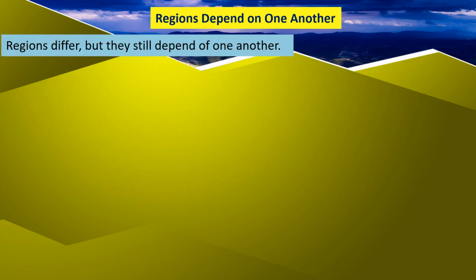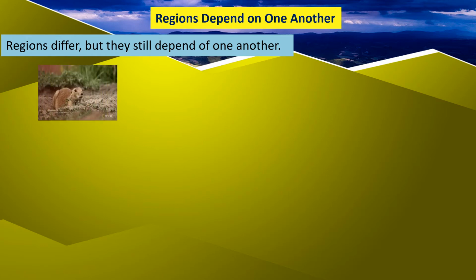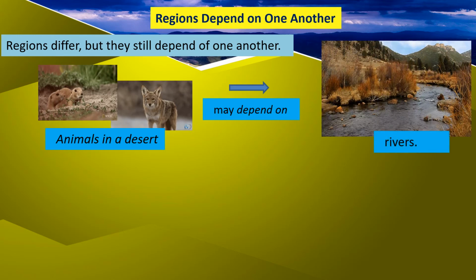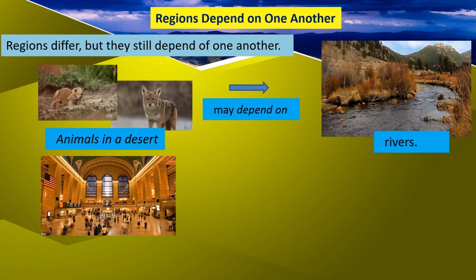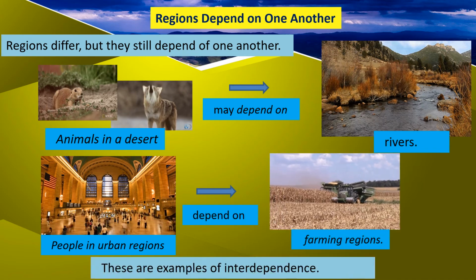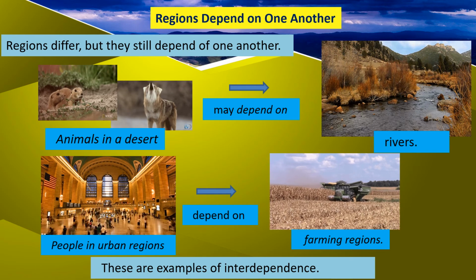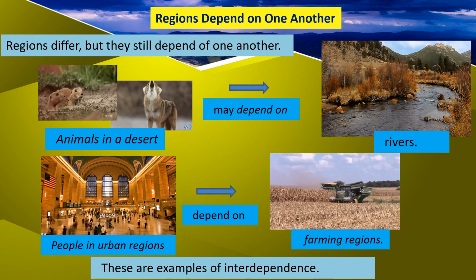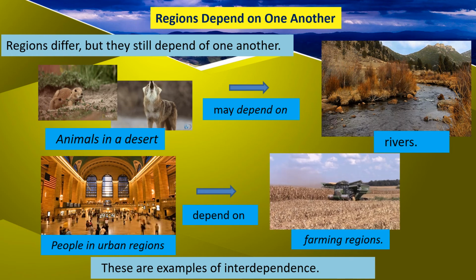Regions differ, but they still depend on one another. So let's find out some examples. Animals in the desert region may depend on rivers that flow out of a mountain region. And people in urban regions depend on farming regions for food. All right? So these are examples of interdependence. Again, people and places depending on one another for resources, products, and services.